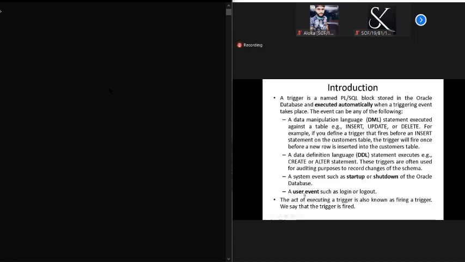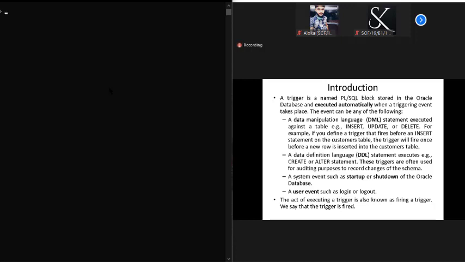So whenever it activates and executes a trigger, we say the trigger is fired, because nobody does it manually. It happens automatically, right?